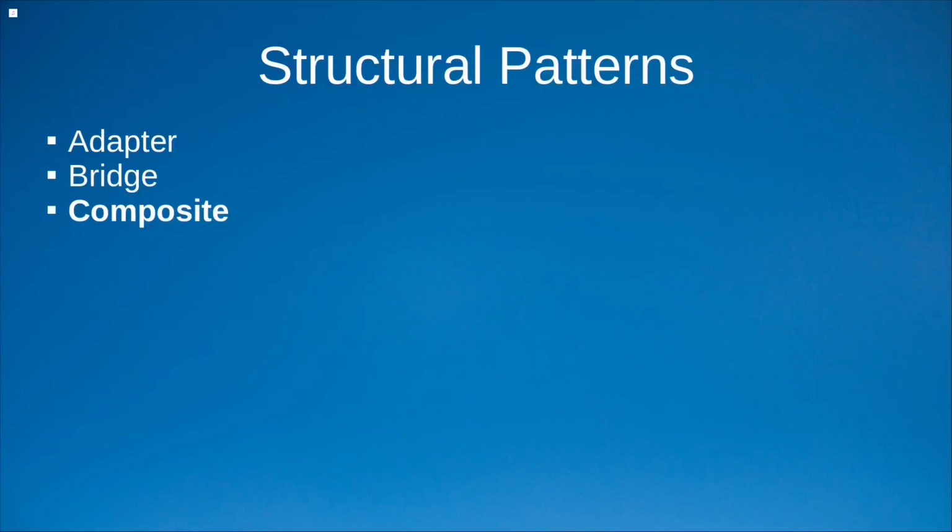Composite organizes objects into tree structures to represent part-whole hierarchies, leveraging recursive relationships for complex systems. Decorator adds responsibilities dynamically to objects without altering their structure, implemented with composition and interfaces. Facade provides a simplified interface to complex systems, encapsulating their functionality into a single cohesive API.